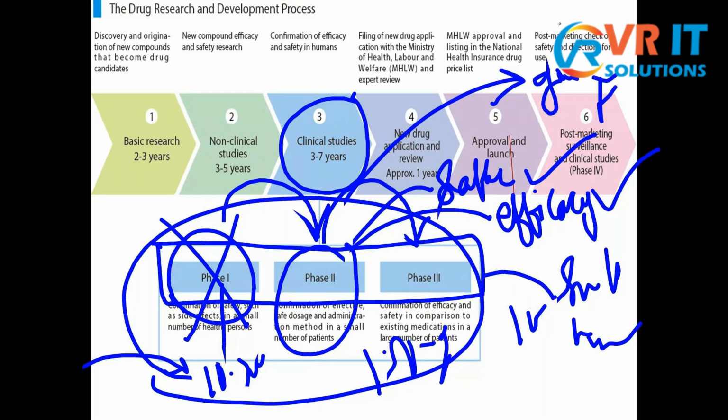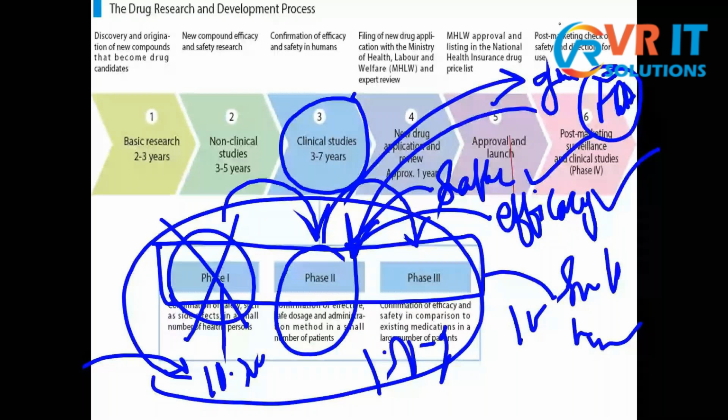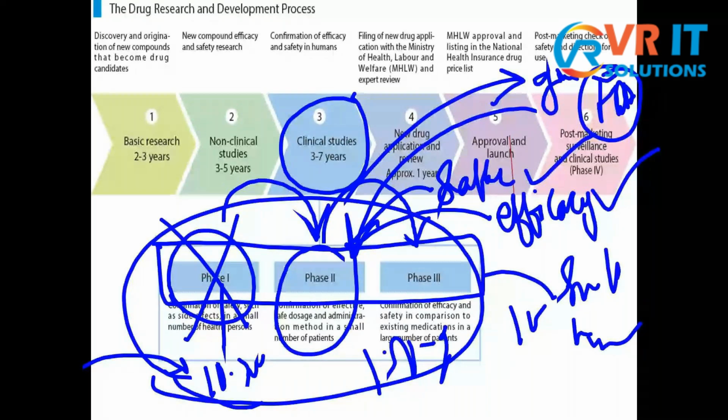FDA is a very important regulatory authority from the USA, and each country or each region has their own regulatory authority, like the European Union regulatory authority. In India we have the Drug Controller General, who is responsible for approving a particular treatment or drug. These regulatory authorities will look into the clinical trial, analyze what happened in it, and if they feel that the drug is safe and efficient, then the drug will get approved.